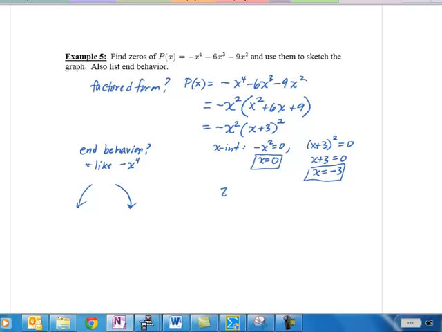The zeros of p are x equals 0 and x equals -3. And one more thing we're going to start talking about is called the multiplicity of the zeros. So x equals 0, because that factor x squared has an exponent 2, we say the multiplicity of that 0 is 2. Similarly, since the x plus 3 factor has an exponent 2, we'd say that this has a multiplicity 2.